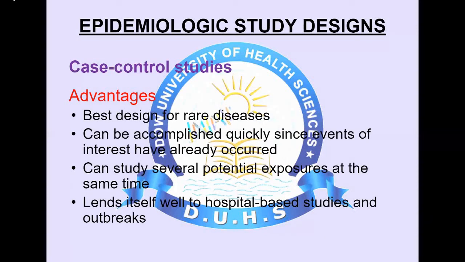As we can assume here, case control studies are relatively quicker than cohort studies, and they are cheaper as well. But there is an inbuilt problem of recall bias. In the case control study, there is a problem of recall bias.